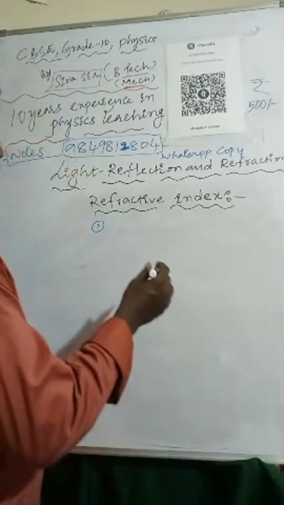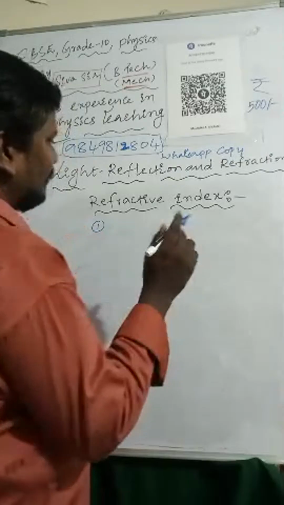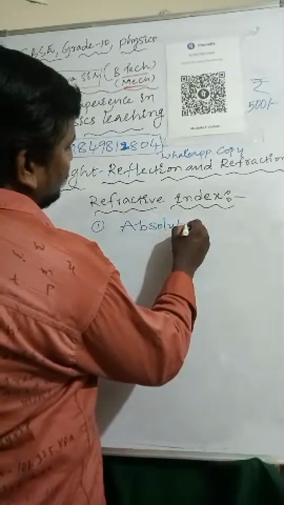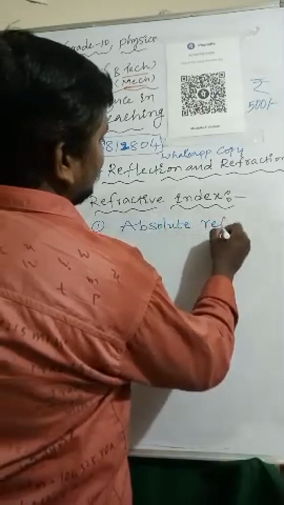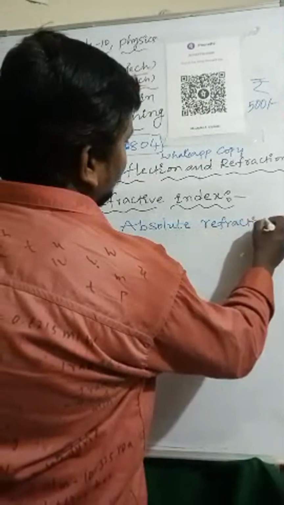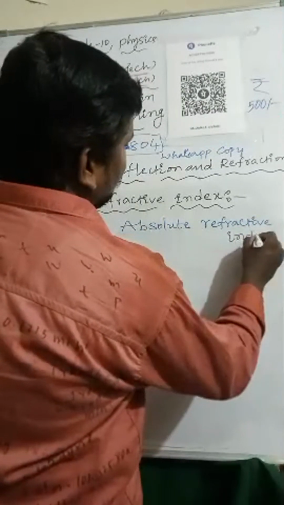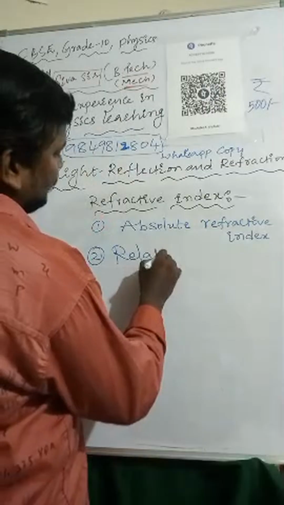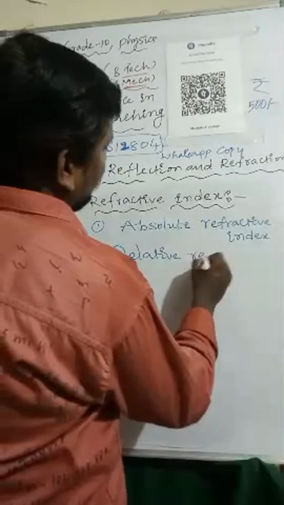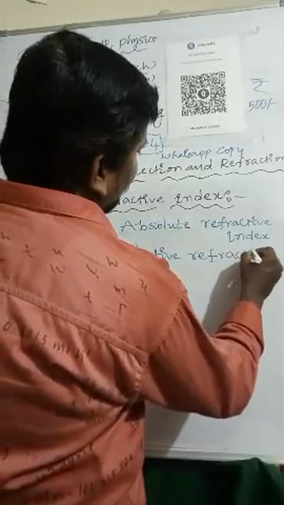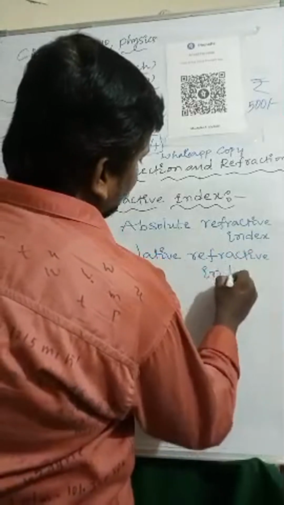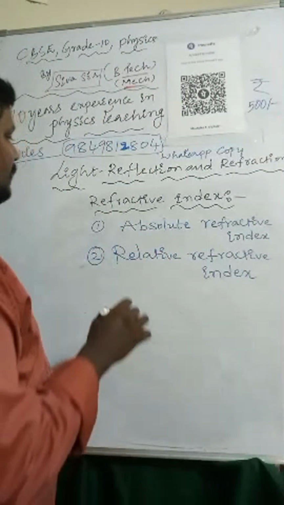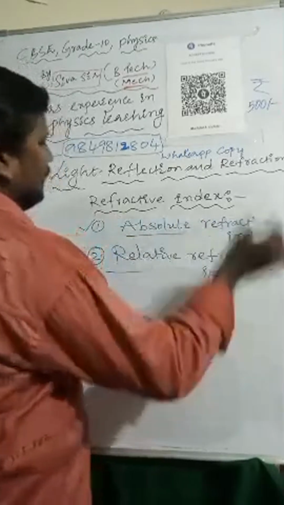Okay, so now I'm considering refractive index. One is absolute refractive index, and the second one is relative refractive index. Absolute refractive index is there, and relative refractive index is there.